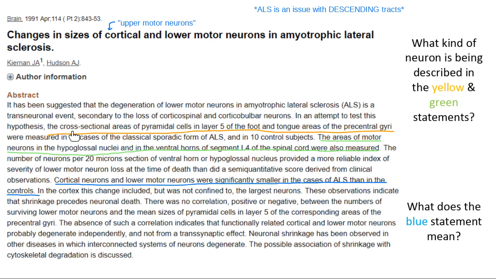So they took a cross-sectional area of pyramidal cells in layer 5 of the foot and tongue areas of the precentral gyrus. Ooh, that is scientific sounding, right? Here's what I want you to do for me though. Can you tell me in the chat, I've underlined these areas in this yellow color here. Can you tell me in the chat what of those words we do understand? We may not know what a bunch of the words mean or what that statement means. What are some of the words that you recognize in this statement here?